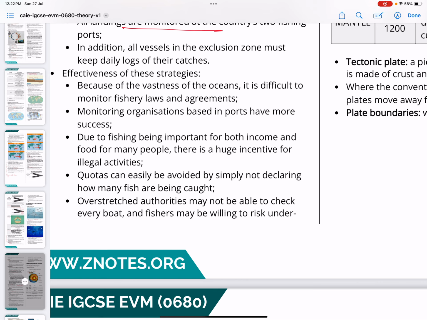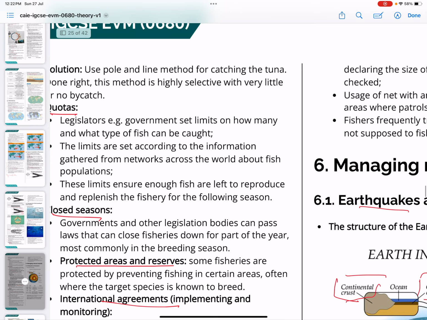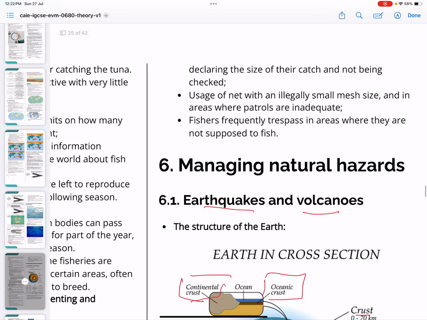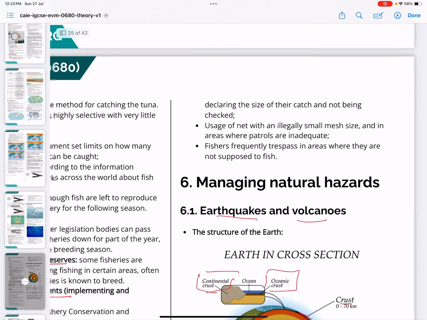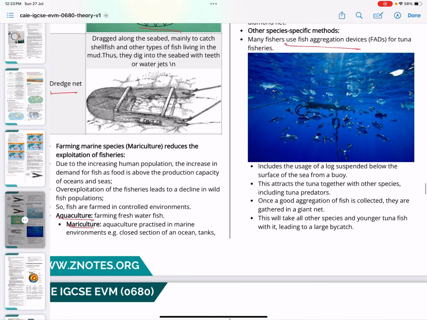And it is not merely possible for the authorities to stretch across the entire ocean and check the amount of fish being caught. So these are some of the weaknesses of the strategies which are being implemented, but still the implementation of such strategies is required because there are still large nets or large boats being used, and the fishermen frequently trespass in the areas where they are not allowed to fish. So these things are the weaknesses of the strategies while fishing in the ocean.